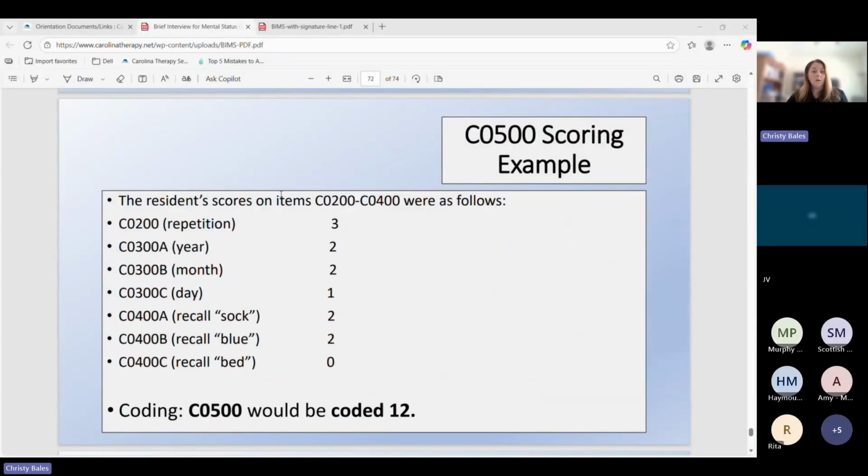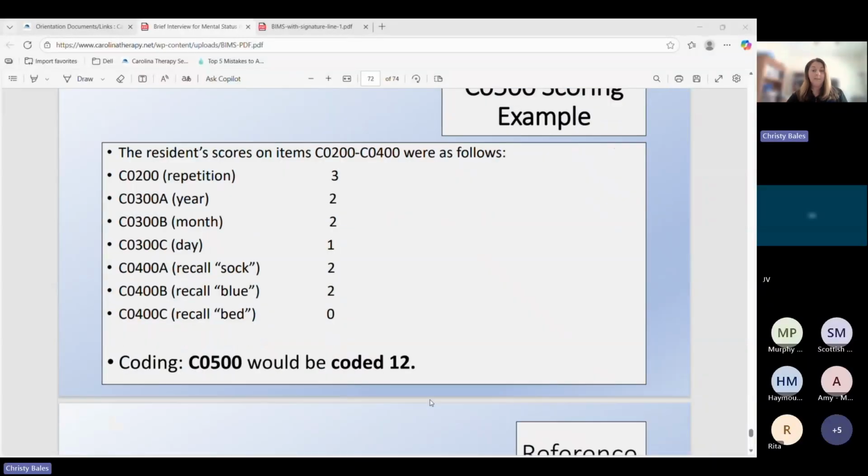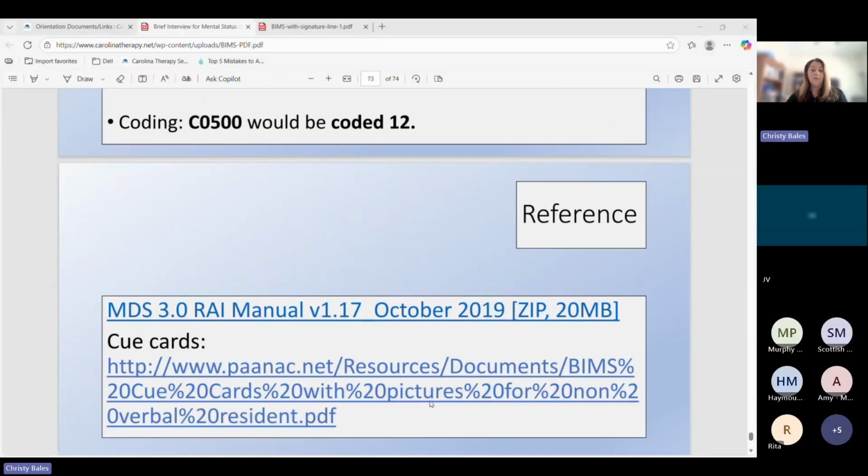And so they scored all the things from above, and the score would have been 12, which would have been a cognitive deficit. So, which we know is actually probably moderate to severe, right? If they show a deficit on here, it's not going to be a minimal one.